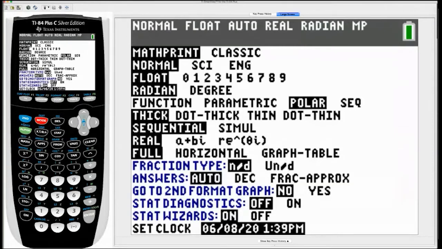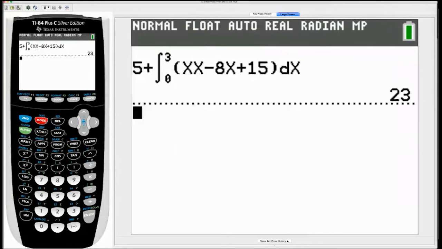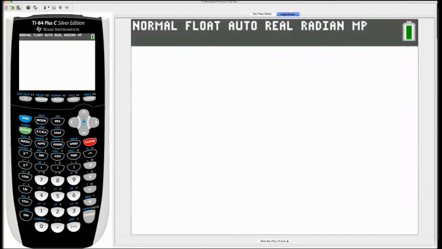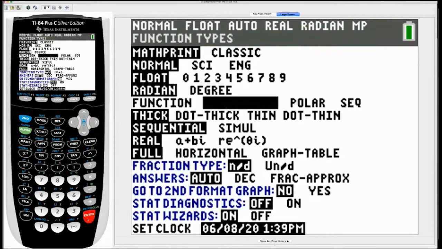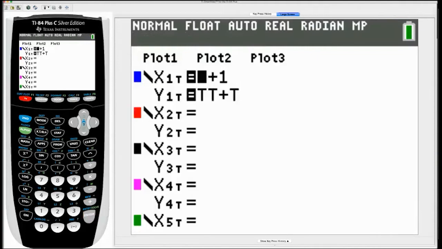All right, so first thing I want you to do, turn it on, hit mode, and turn on parametric, which is by the function right here. Just arrow over and then hit enter. We're going to be going over polar next, but I just want to show you parametric for now. From here, hit y equals and get rid of this.